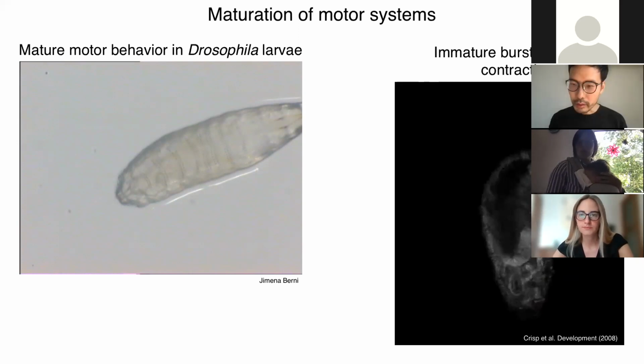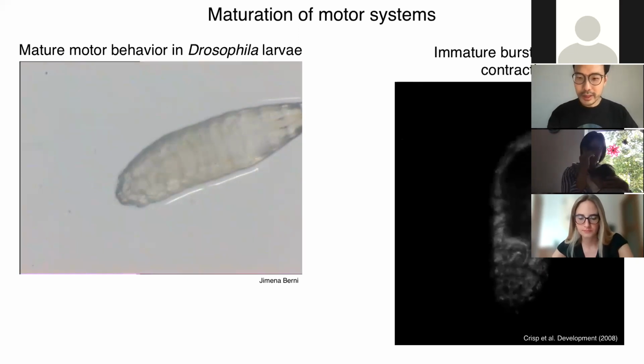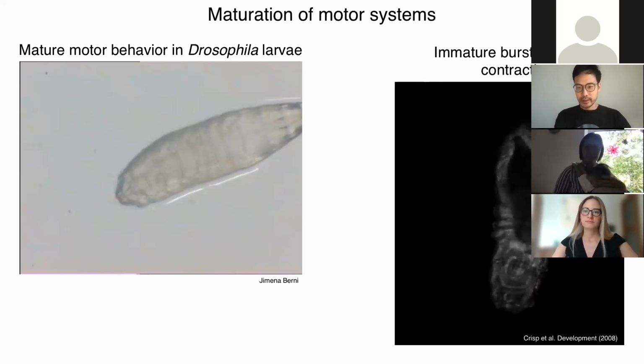This is before L1 stage. Yeah, sorry? This is before L1 stage? This is during the embryo? Yeah, this is before hatching.